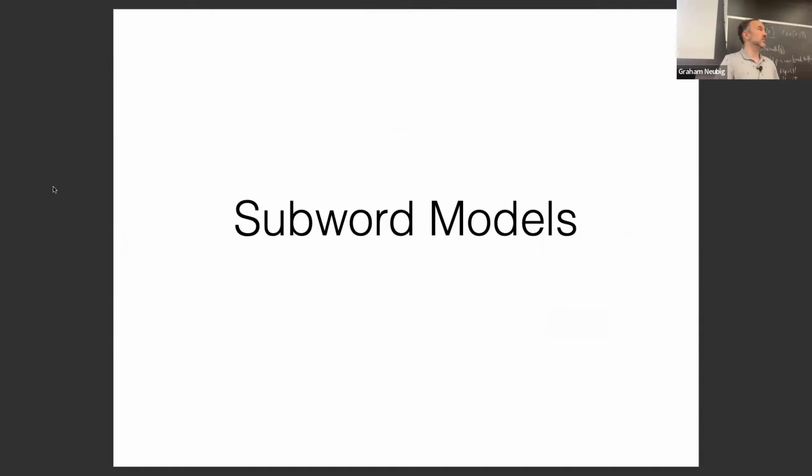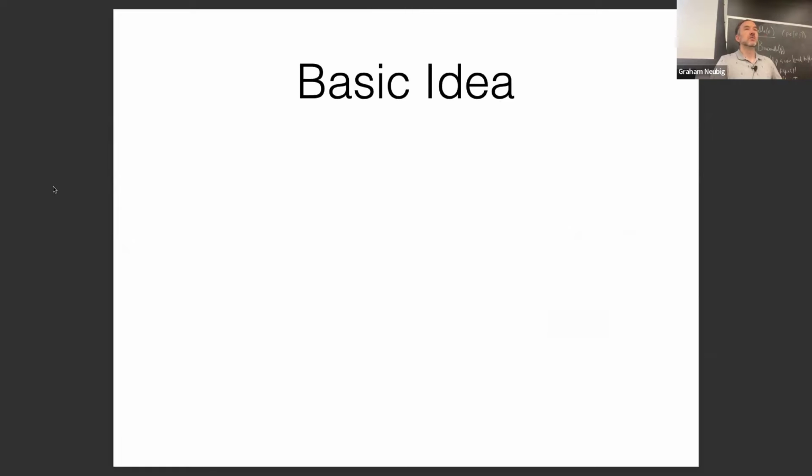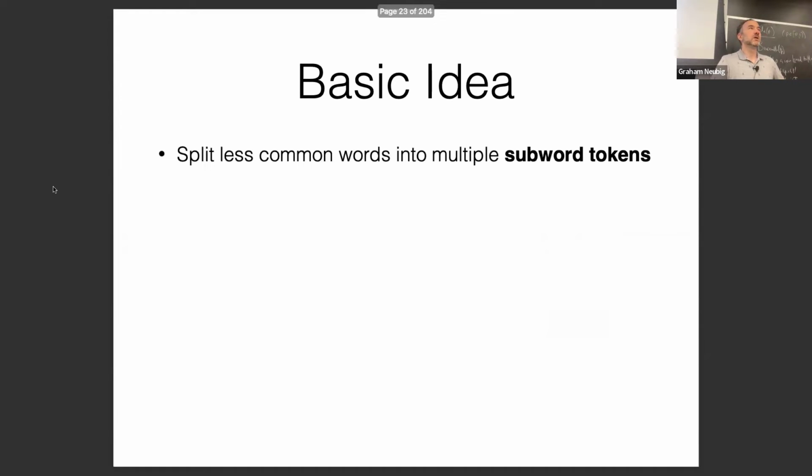So first, I'd like to talk about subword models. These are something that's used in virtually every large language model nowadays, but it doesn't really come to the surface. So you might not hear about it very much unless you've had to go in and look at the details. So the basic idea is what we do is we split less common words into multiple subword tokens.